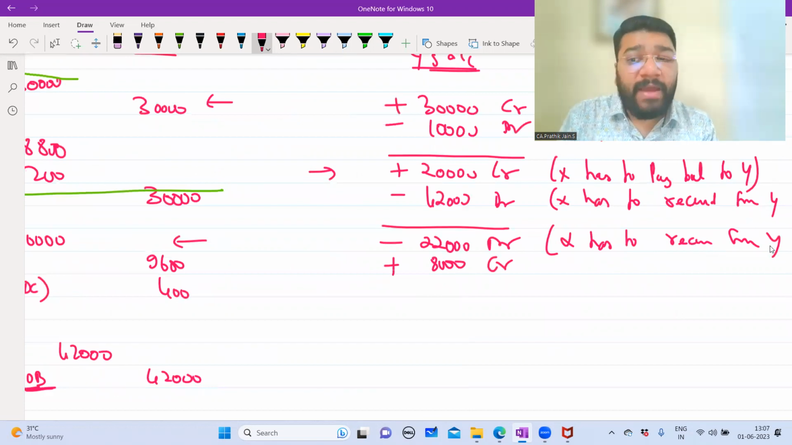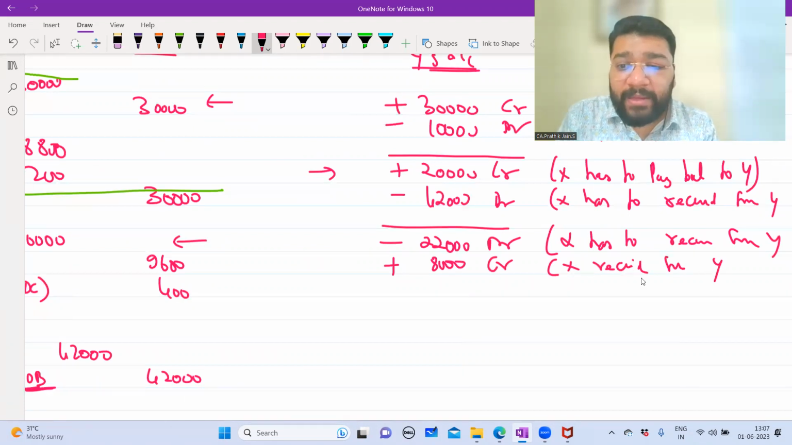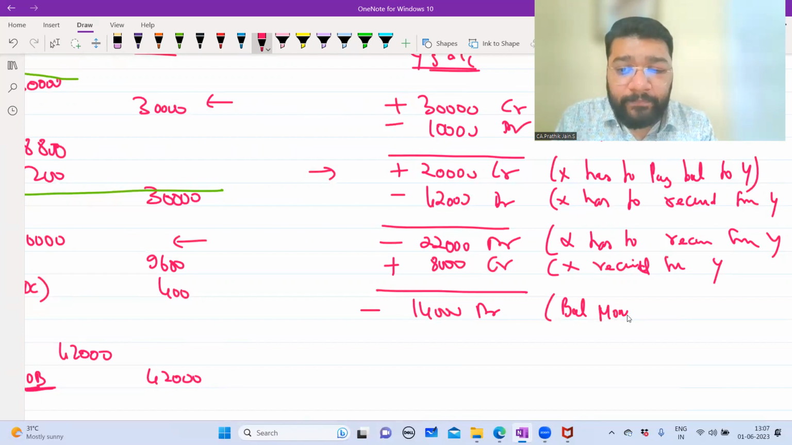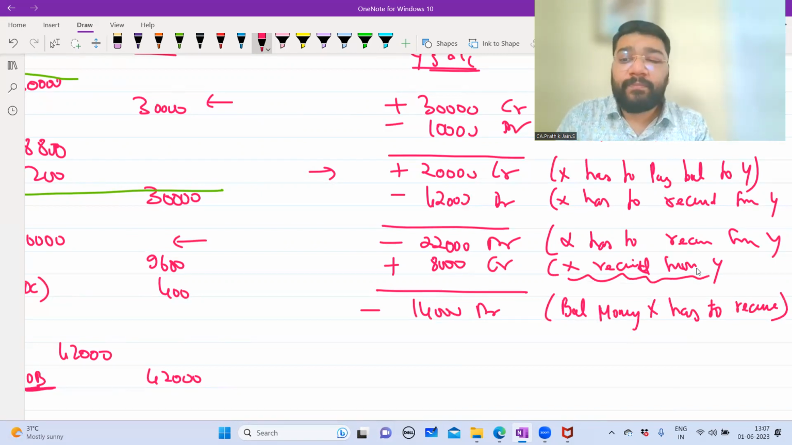So X has to receive from Y 22,000. In that X received from Y how much? 8,000. So how much balance to receive? 14,000 balance money X has to receive. This is X received from Y. Yes, language has to be very clear. Language has to be very clear.